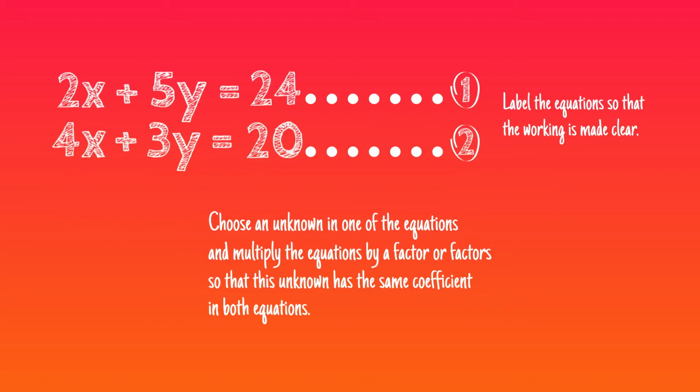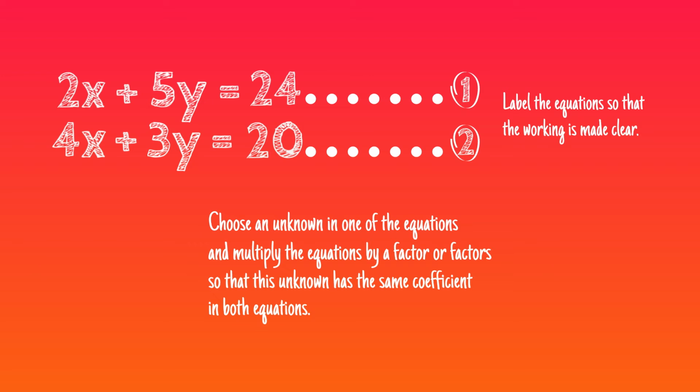So we are going to choose an unknown in one of the equations and multiply the equations by a factor or factors so that this unknown has the same coefficient in both equations. Okay, this explanation might not be clear for this instruction, but you will understand as we work it out. What we are going to do is look at both equations. 2x plus 5y is equal to 24 and 4x plus 3y is equal to 20.